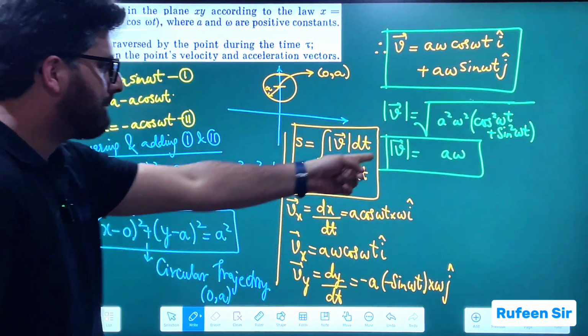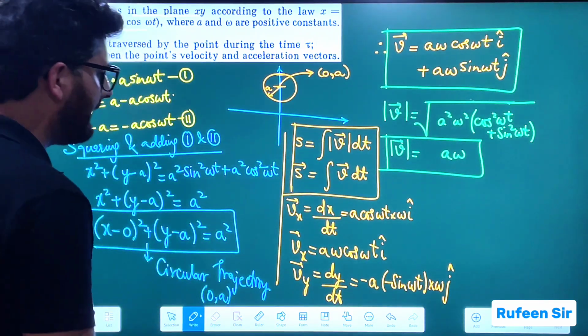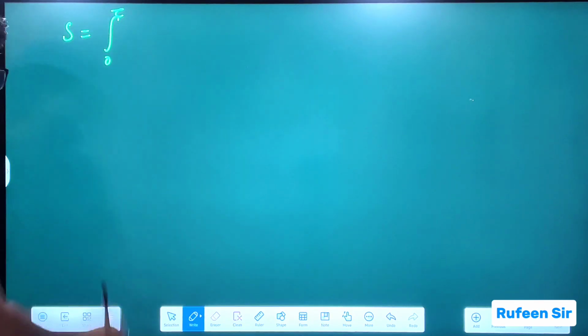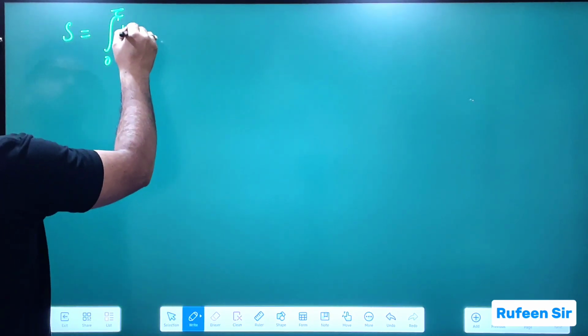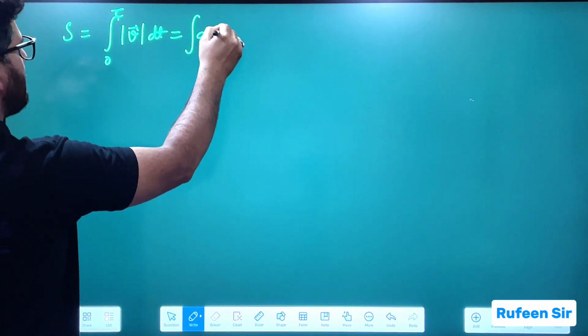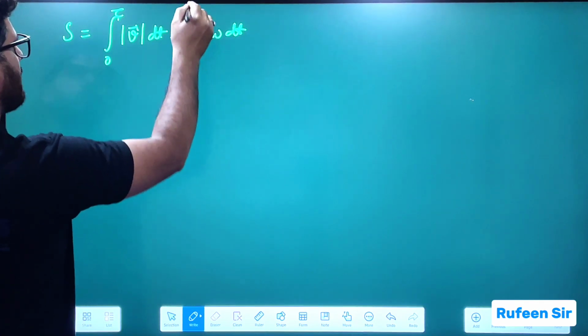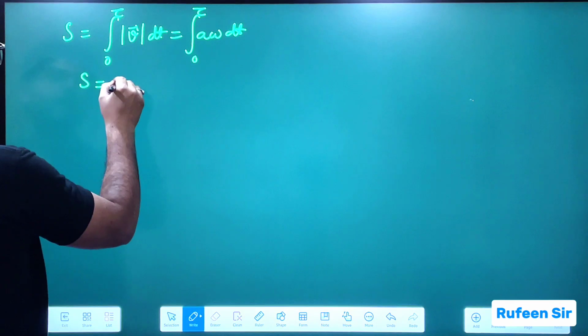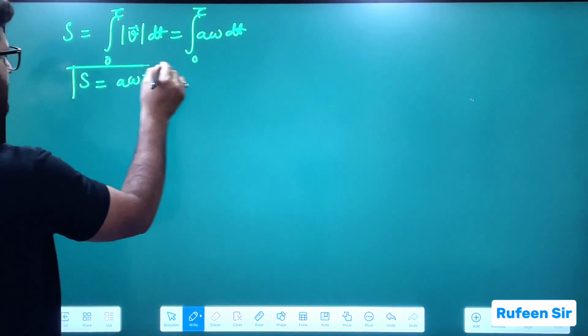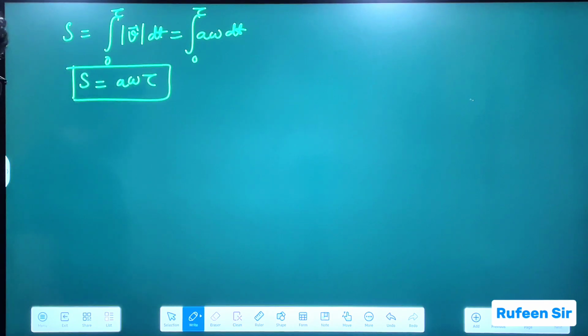Now that the speed is found, pump in the value here, integrate it within limits, and you will get the distance covered. So S will be the integral. I have to get the distance covered in time tau. Speed dt. What is the speed? It is a omega dt from 0 to tau. So the distance covered will be a omega tau, because the integration of dt is t, upper limit minus lower limit. This is my distance covered.